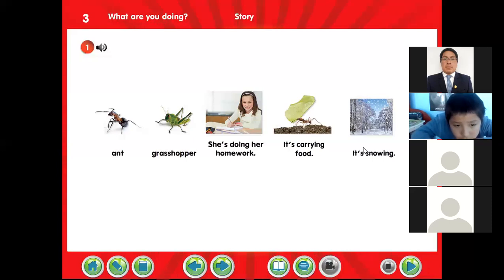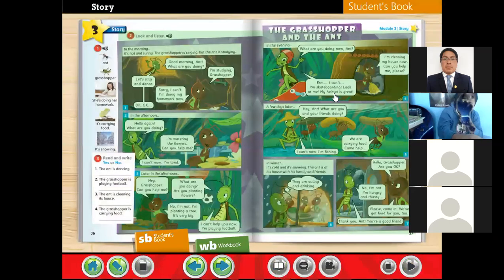It's carrying food. Se refiere, está recolectando comida. Yeah. The correct is llevando. Okay. That's in Spanish. Carrying food. Okay. And finally, snowing. You know this, no? In winter, it's usually. Okay, now please listen. We are going to watch one more time the video about the story of the grasshopper and the ant to answer some questions. Okay, let's watch please the video.